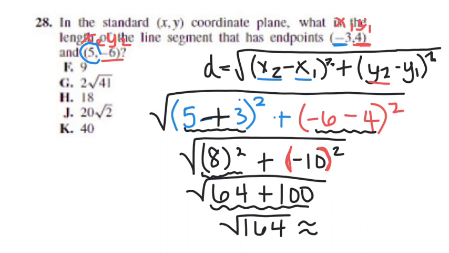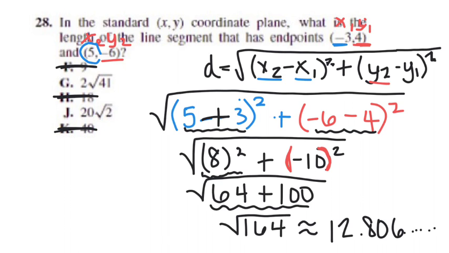The square root of 164 is 12.806 and so on. So I know it's not F, I know it's not H, and I know it's not K. It has to be G or J. So I have two ways of doing this.